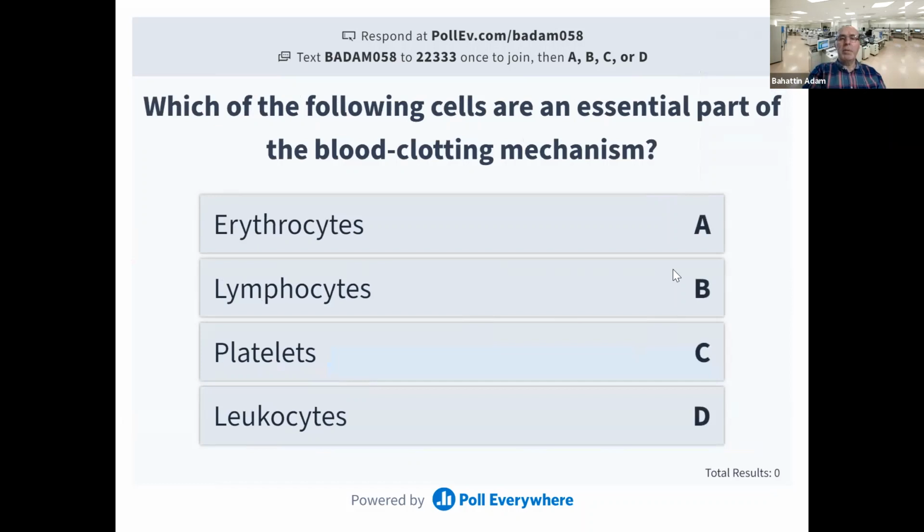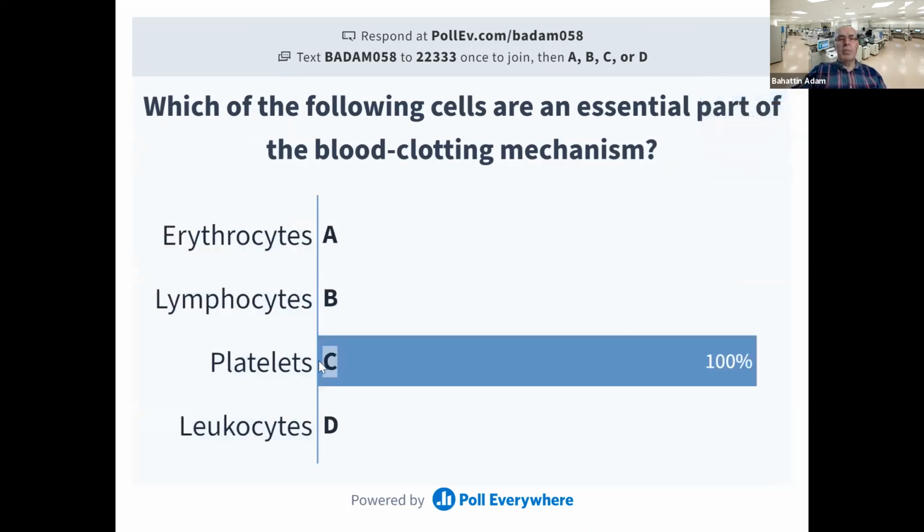Okay, now, next one. Which of the following cells are an essential part of the blood clotting mechanism? Erythrocytes, lymphocytes, platelets, leukocytes. Easy peasy. One more. Thank you. Platelets is the correct answer. Okay, good.